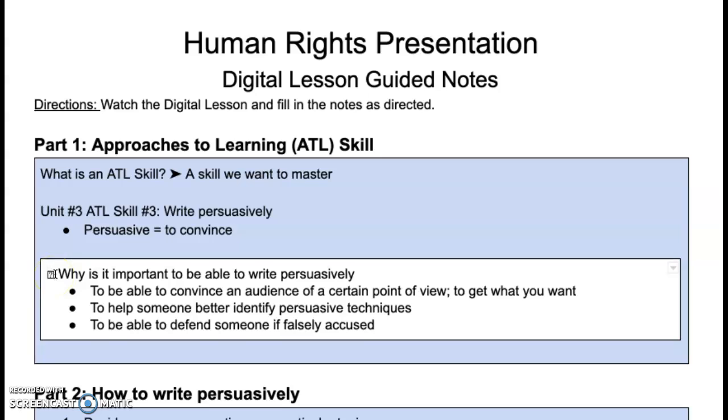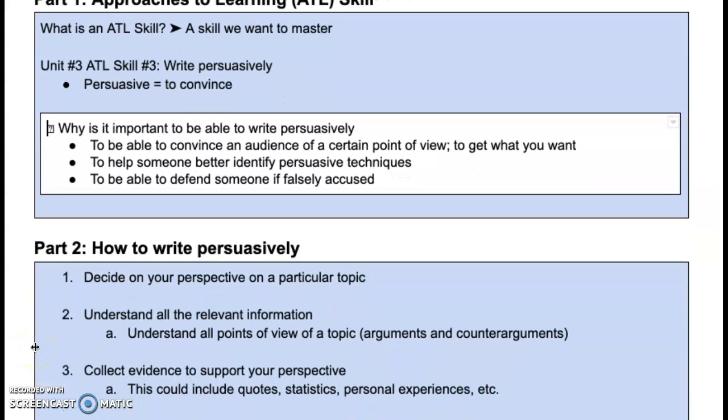Why is it important to be able to write persuasively? Well, our first says to be able to convince an audience of a certain point of view to get what you want. The second is to help someone better identify persuasive techniques. That way they don't get tricked by them. And third, to be able to defend someone if falsely accused. Next, we'll go to part 2.